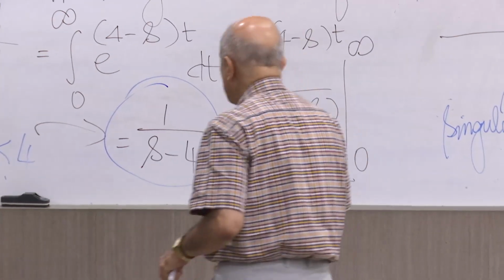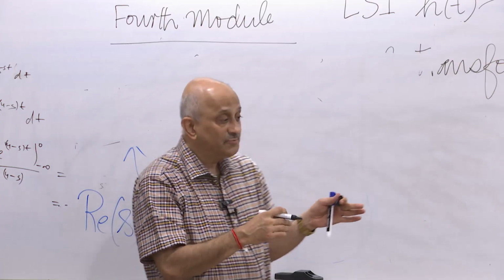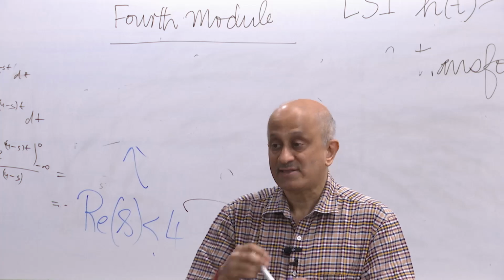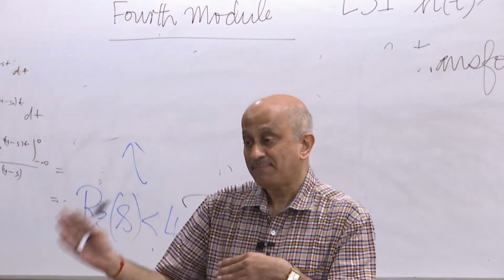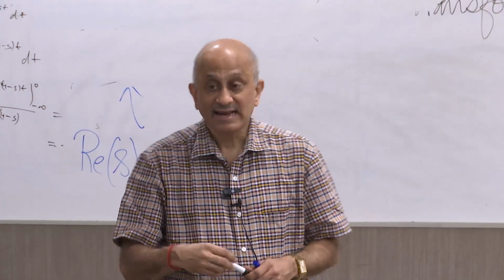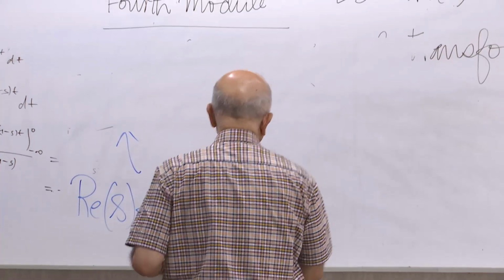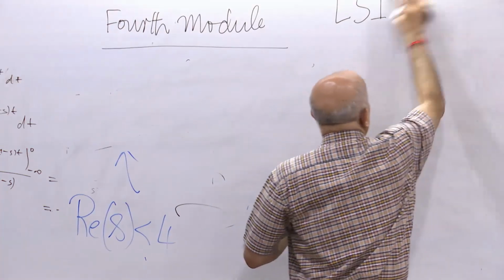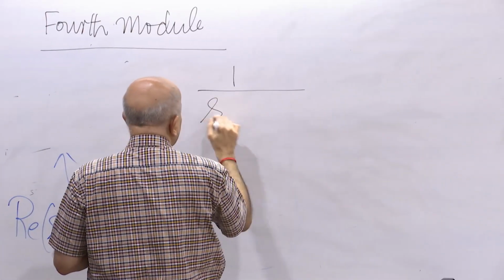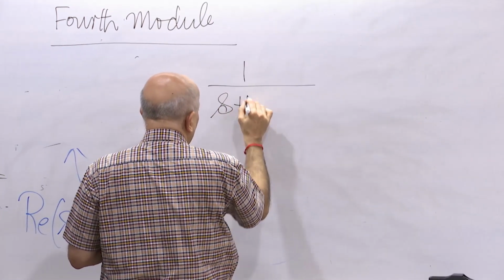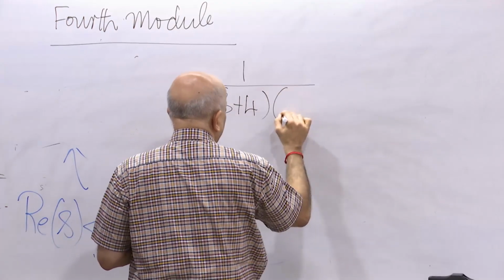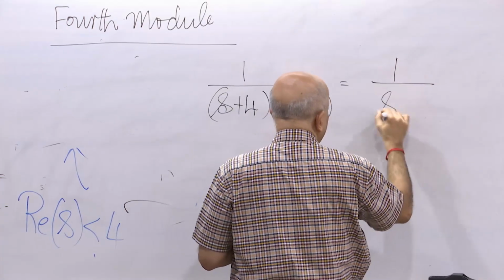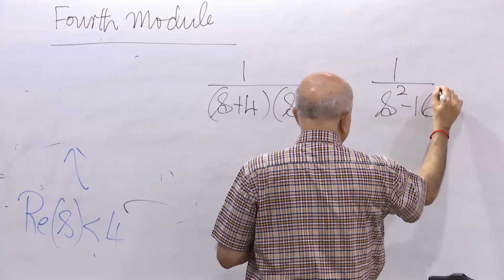Let us take another example. Now, what we'll do is, we'll go the other way. We went from the function to the Laplace transform. Let's go from the Laplace transform to the function and let's see what the possibilities are. So, let's take the example of the following Laplace transform: 1 by (s plus 4) into (s minus 4), which is in fact 1 by s squared minus 16.